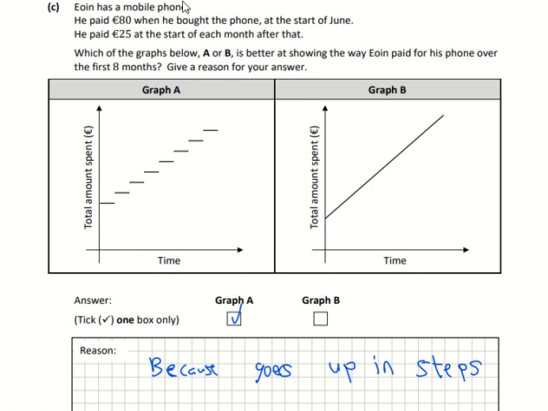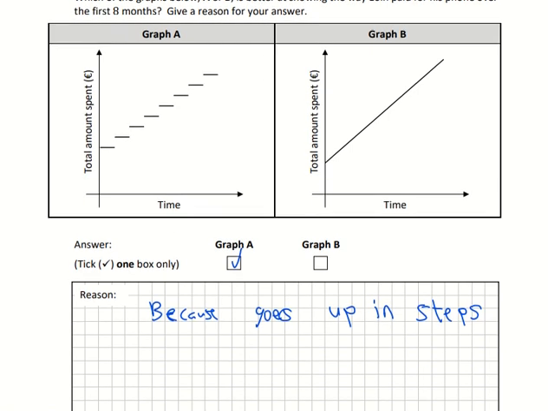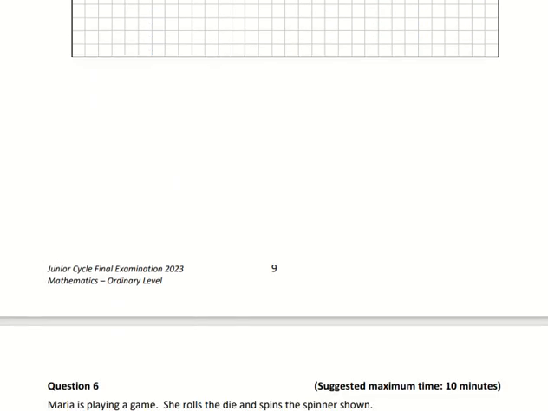Each of the little marks represents a monthly installment, so it starts at 80 and then it goes up by the same amount each time, so all those little steps mean an extra €25 for each month. So that's all then. That's all for question 5.